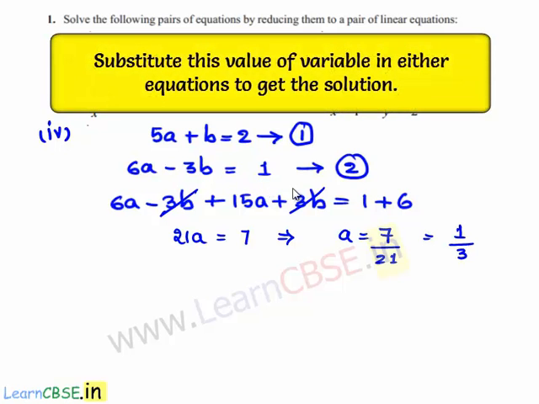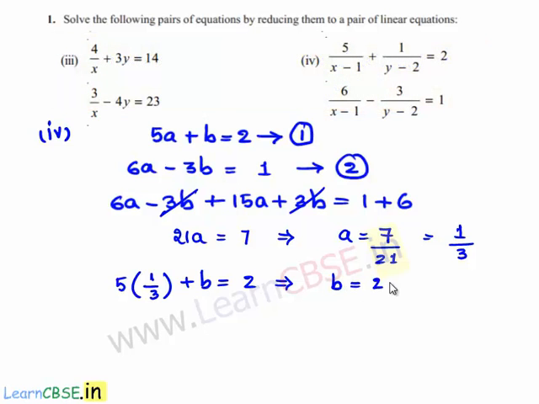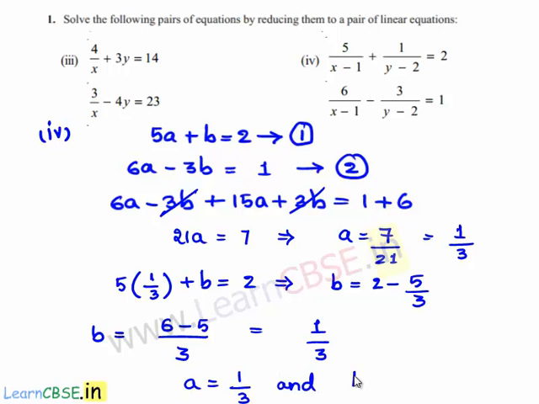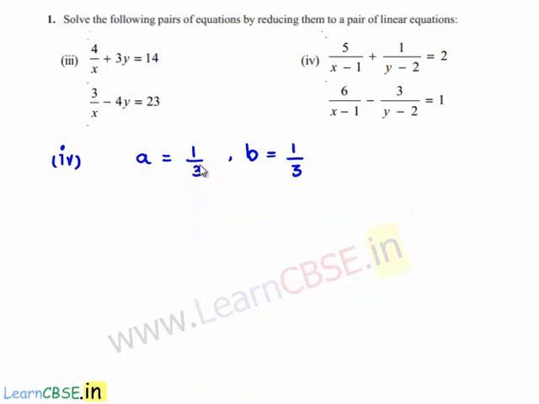Let us substitute the value of a in equation 1. We get 5 times of 1 by 3 plus b is equal to 2. That implies b is equal to 2 minus 5 by 3. So taking the LCM, we get LCM as 3. 3 times of 2 is 6 and 6 minus 5. So we get b as 1 by 3. Therefore, a is equal to 1 by 3 and b is equal to 1 by 3.